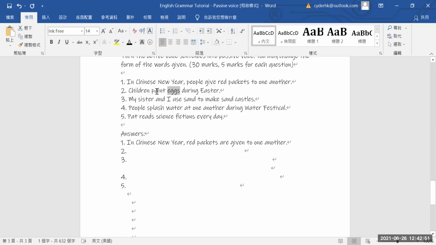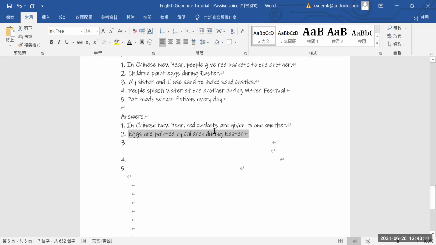Eggs are, we change paint into past participle, so painted. Eggs are painted. Children is the doer. We can add the doer with by. So eggs are painted by children during Easter. So the answer is exactly this: Eggs are painted by children during Easter.